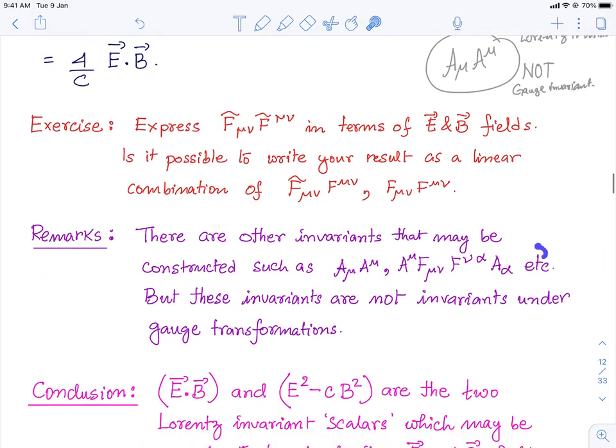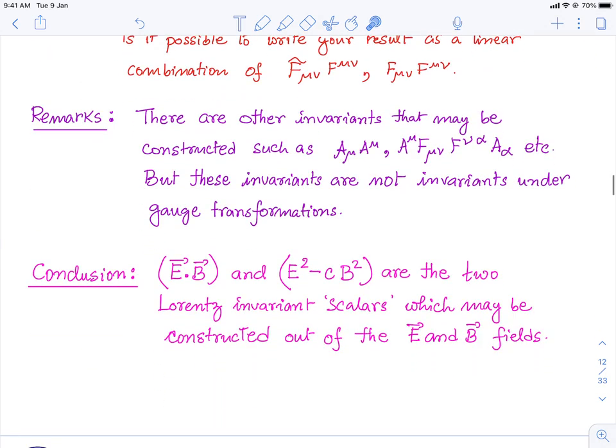And here again, I am not considering quantities like this because they are less interesting, since they are not gauge invariant. Very good. So these are objects that are Lorentz invariant scalars and also gauge invariant.